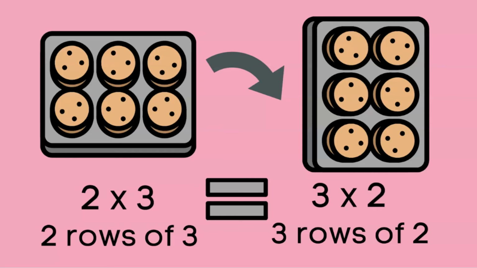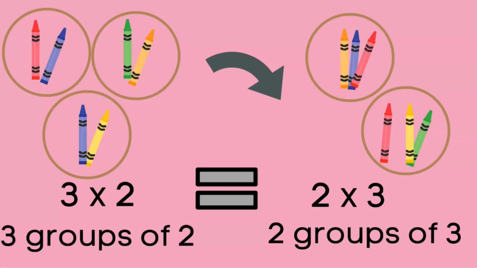With the commutative property, you can see that the order of the factors does not matter when multiplying. 2 times 3 or 3 times 2 is still going to give us the same product.